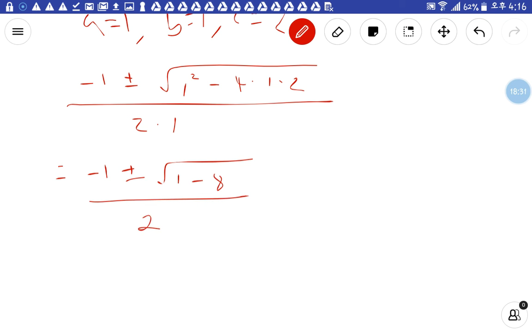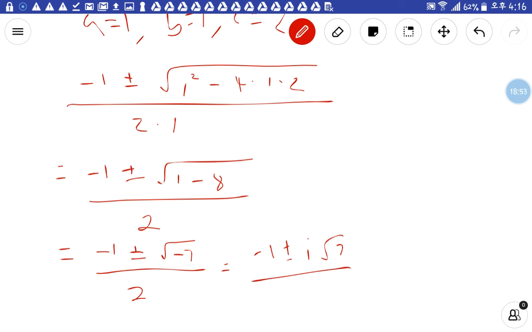So I already know that my answer would be an imaginary number because I have a negative number within my radical. So negative 1 plus or minus negative radical 7 over 2. Negative radical 7 can be written as what? i. So you got i radical 7 over 2.